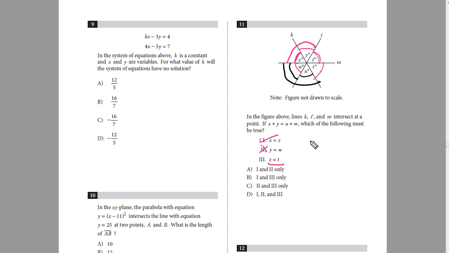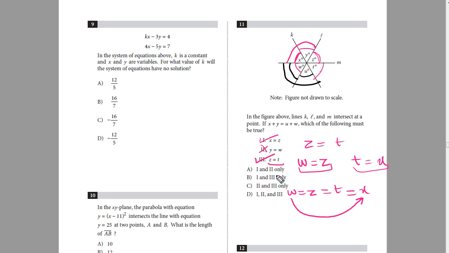I'll repeat it again. It says that z is equal to t, and we know that w is equal to z, and t is equal to x, because they are vertically opposite angles. So w is equal to z and z is equal to t, so t will be equal to x. So in this way w will become equal to x. So this condition will be true. It must be true. So the correct option would be option 1 and 3.